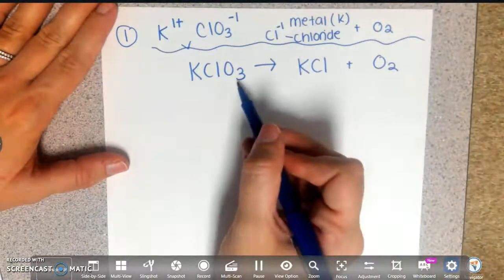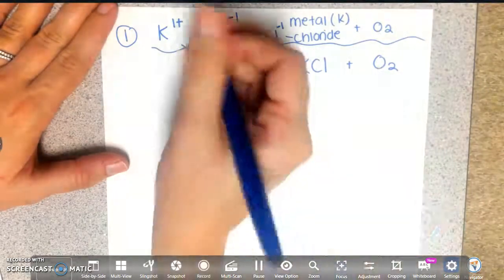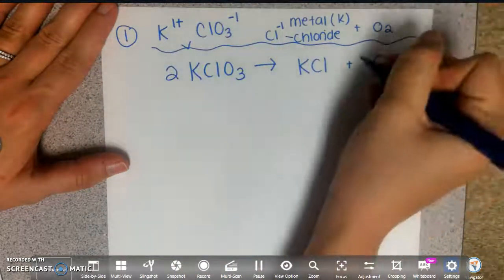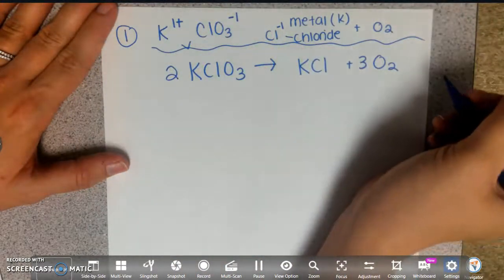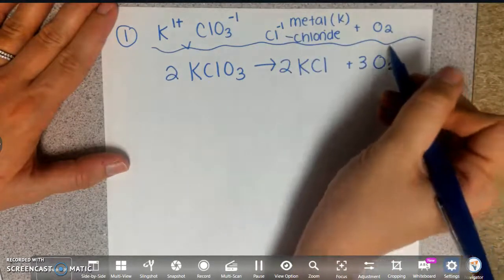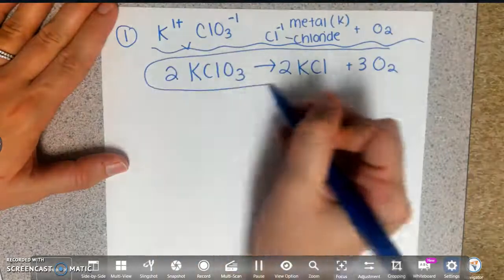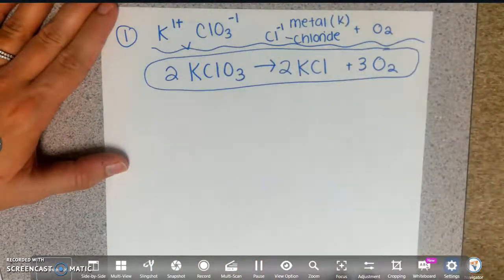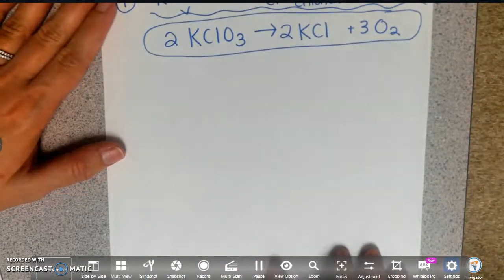We've got 3 oxygens here, 2 here. So I'm going to put a 2 in front of this, and then a 3 here. Now I need to put in front of KCl a 2. So that is step 1. You have to write a correct balanced equation first. If you don't do that, everything else is going to be wrong.